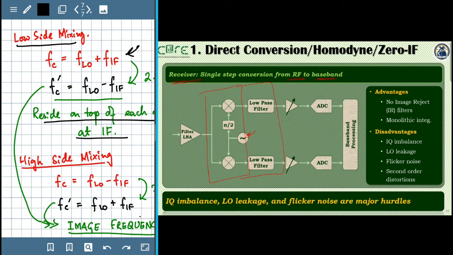The local oscillator leakage is yet another disadvantage, along with flicker noise and second order distortions, because the signal is being brought to DC, to the baseband, in the analog domain. Any second order distortions that produce a signal distortion near the zero frequency affect this architecture the most.